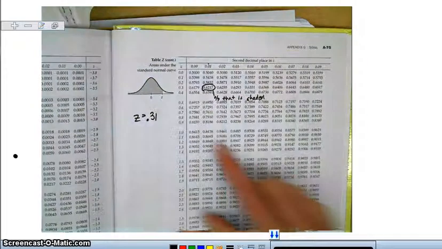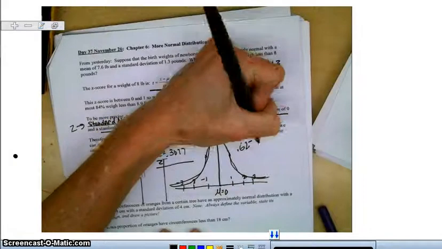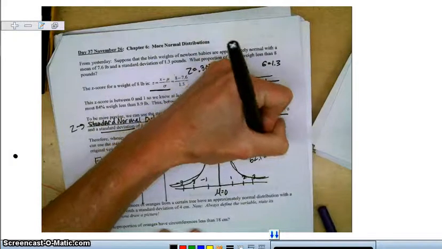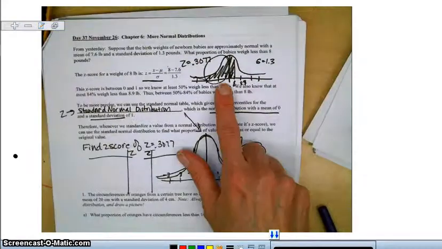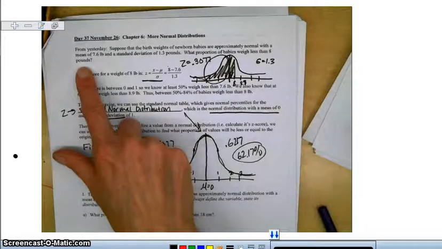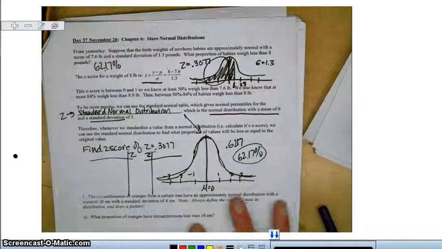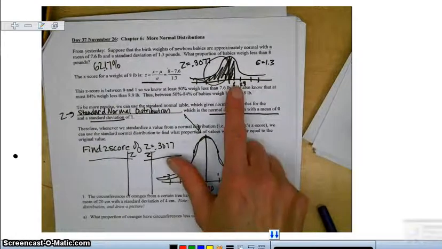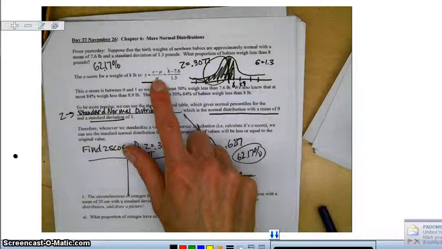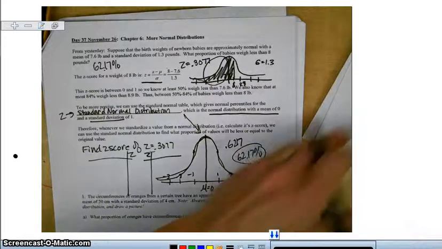That's what we were doing on the last problem, or the last pages, so that's 0.6217, or 62.17% would be the section that is shaded. And so then we can say that what proportion of babies weigh less than 8 pounds? Well, that is 62.17%. And again, the way we did that was we changed the 8 into its z-score, and then we looked it up on our z table from the back. So we're going to practice doing that now with a few other problems.